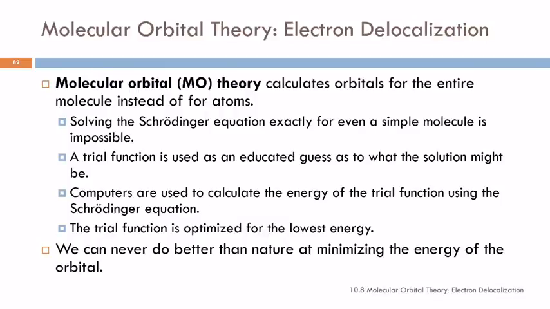Molecular orbital theory. We've talked about Lewis theory and valence bond theory, and now we're going to talk about molecular orbital theory. In this theory, the orbitals are calculated for the entire molecule, not just each individual atom.